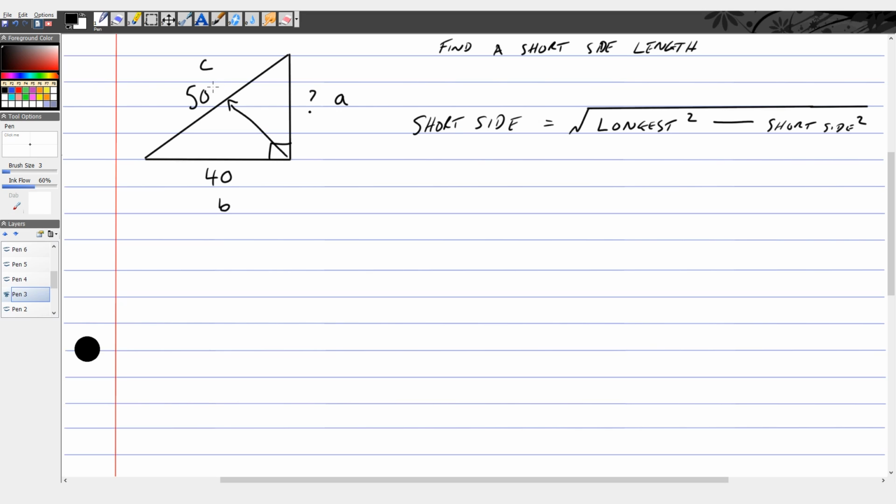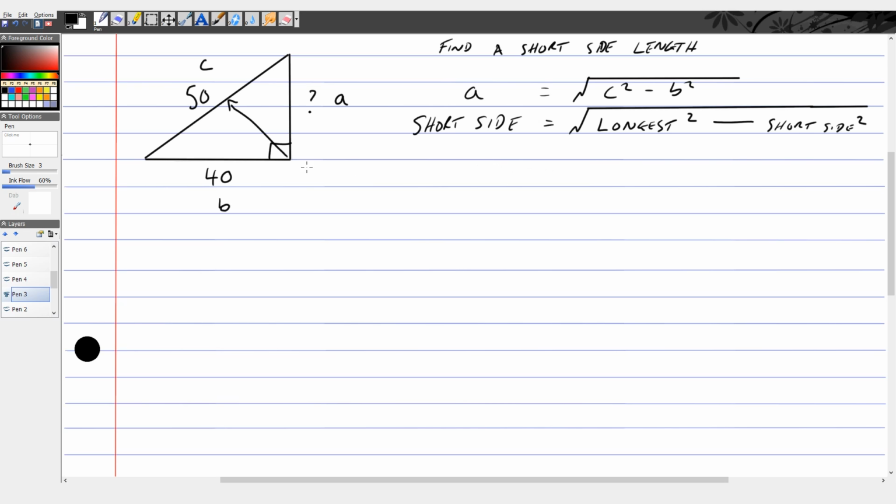So we know the hypotenuse, or the longest side, and we know one of the shorter sides. So what we would say here, we want to find side A, which we could have called side B, but you have to call it something. So A is the square root of C squared minus B squared. But an easier way for me to think of it is a short side is equal to the square root of the longest side squared, take away the other short side squared.